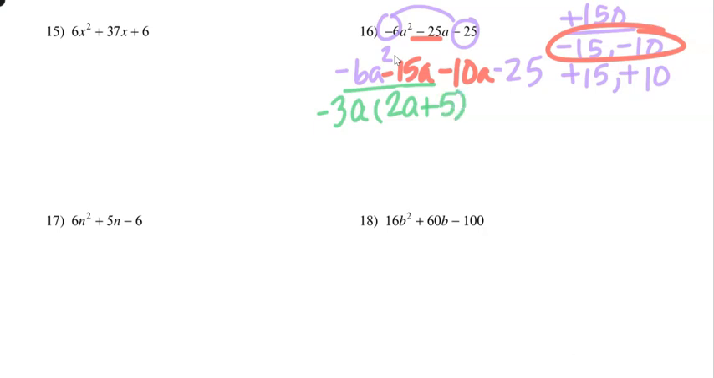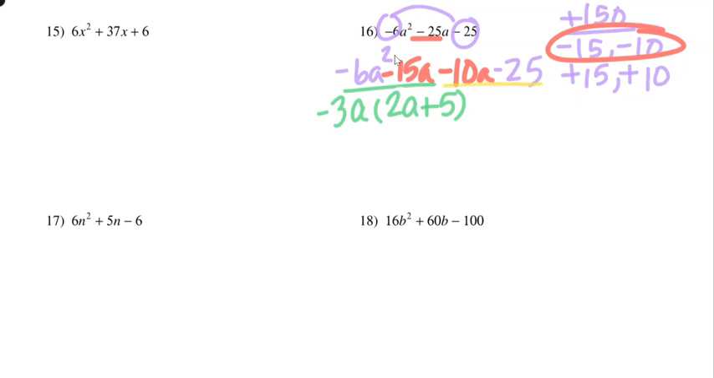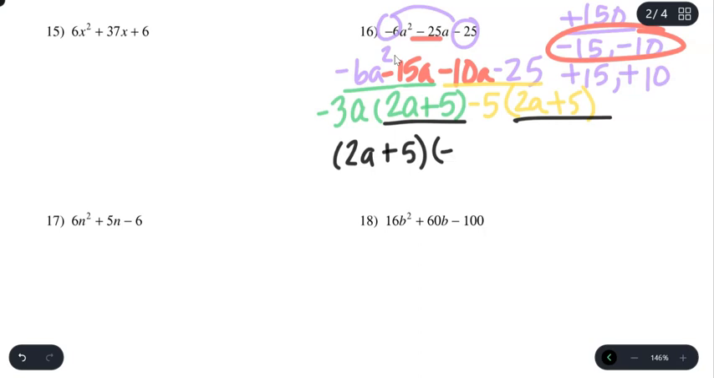Then I'm going to look at my second group, negative 10a minus 25. What can I factor out? Well, I can factor out a negative 5, and that gives me positive 2a plus 5, which is what I'm shooting for. So for the final, I can factor 2a plus 5 out, and I get negative 3a minus 5 after I factor it out.